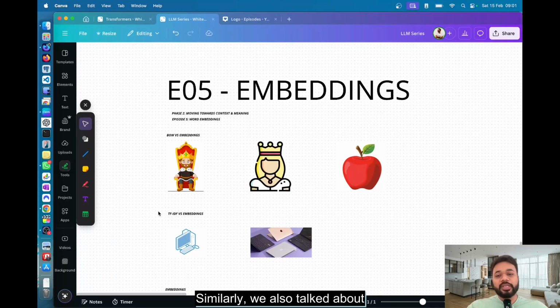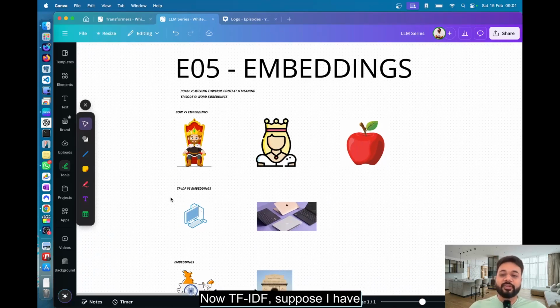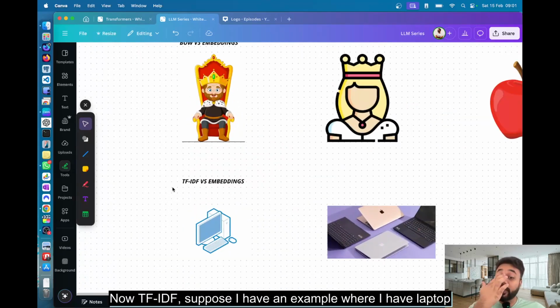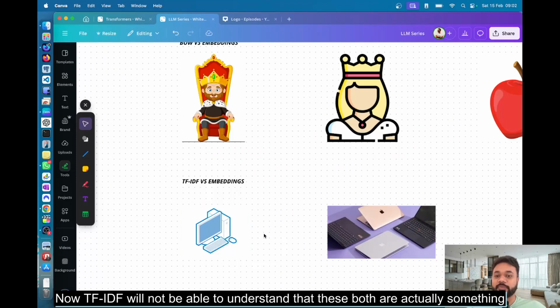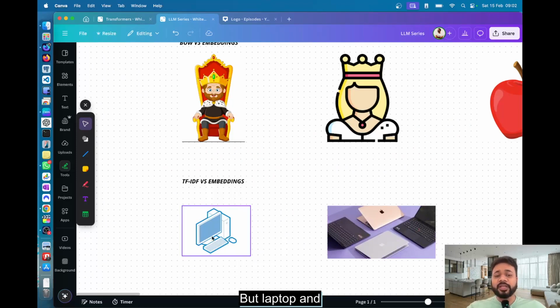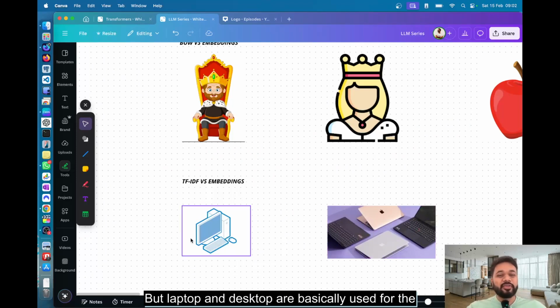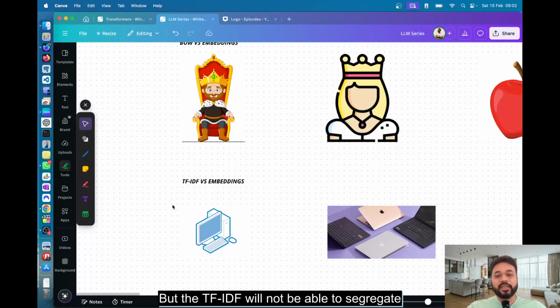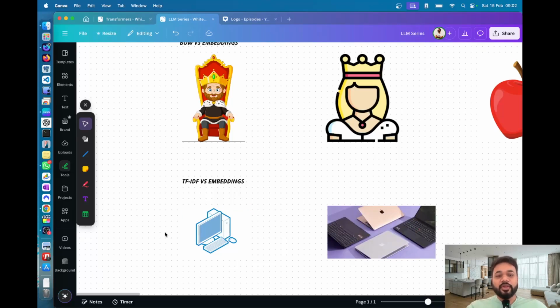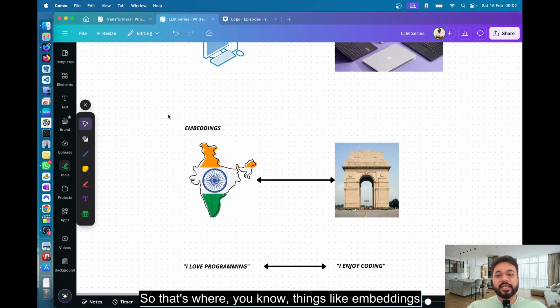Similarly, we also talked about TF-IDF. Now, suppose I have an example where I have laptop and desktop, right? TF-IDF will not be able to understand that these both are very similar. A laptop and desktop are basically used for the same functionality and are quite similar, but TF-IDF will not be able to segregate that or get the essence of it. So that's where things like embeddings come into play.